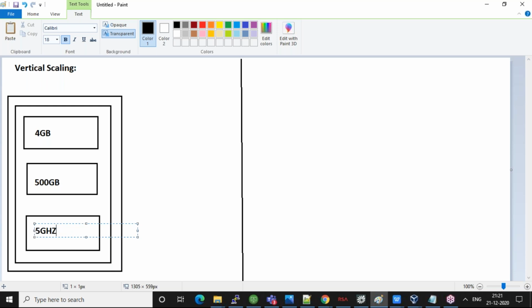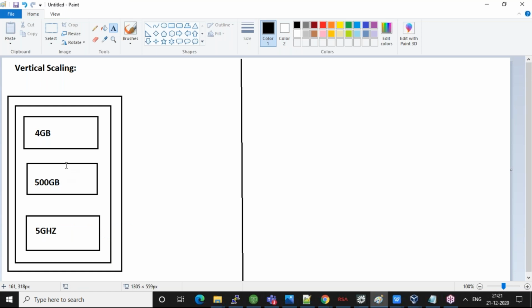Now guys, can you please tell me, suppose after 2 or 3 months you want to store data that grows from 500 GB to 2 terabytes, what you need to do? You can scale up. Scale up means you can increase your hard disk size from 500 GB to 2 terabytes, increase your 4 GB RAM to 8 GB RAM, and increase your processor from 5 gigahertz to 7 gigahertz.